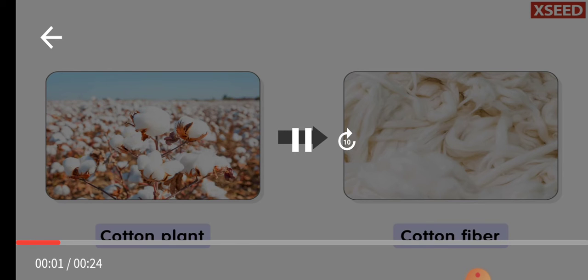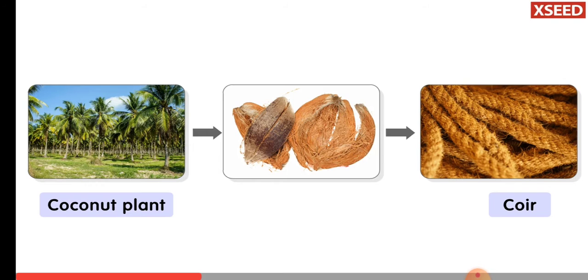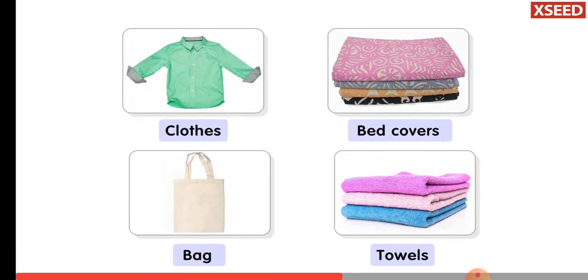We get cotton, jute and coir from plants. These are plant fibers. Fibers are used to make clothes, bed covers, bags, towels and mats.